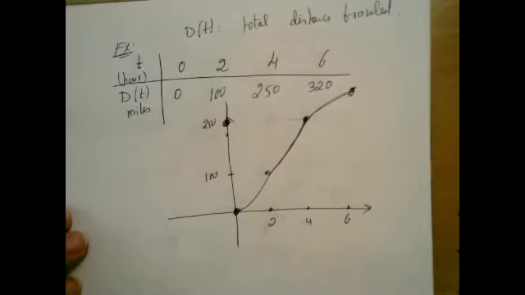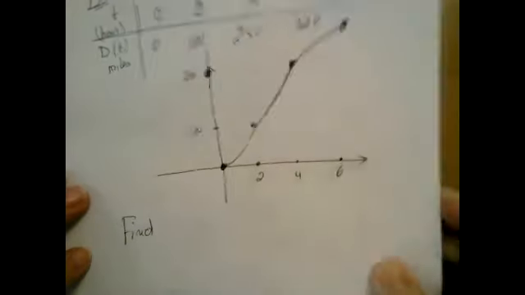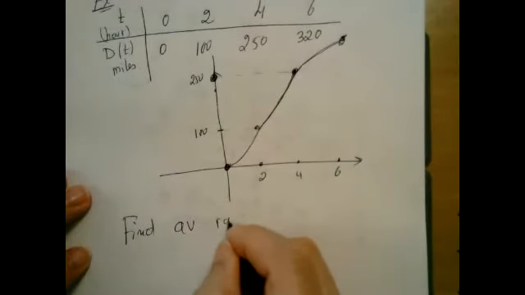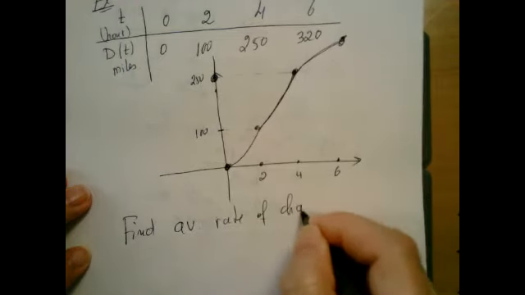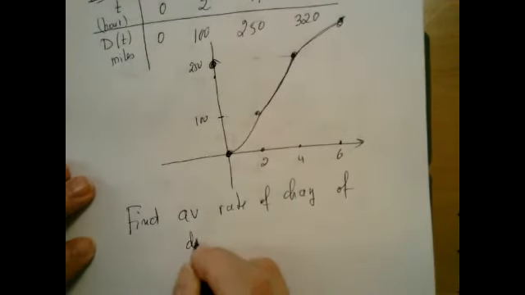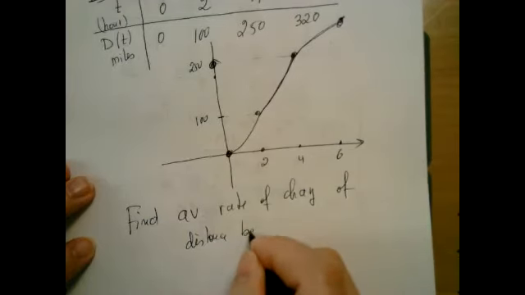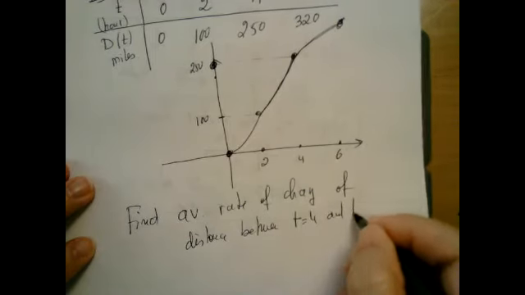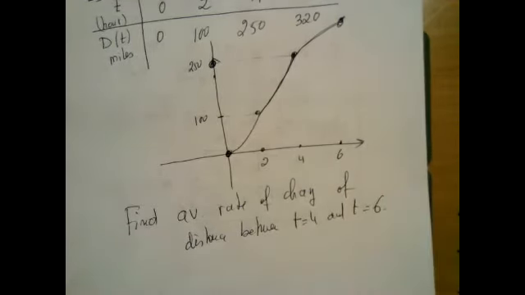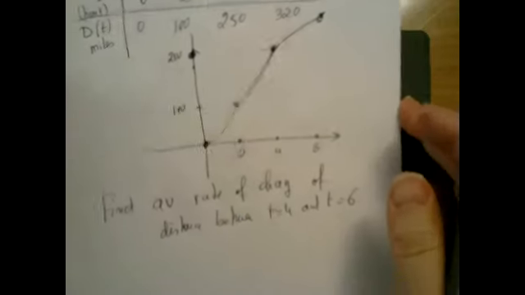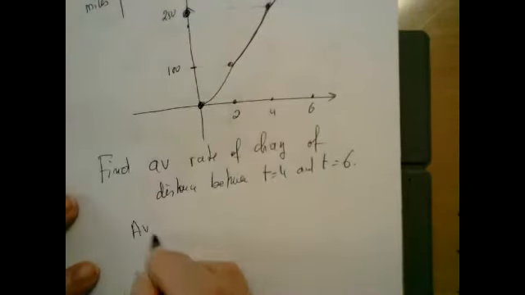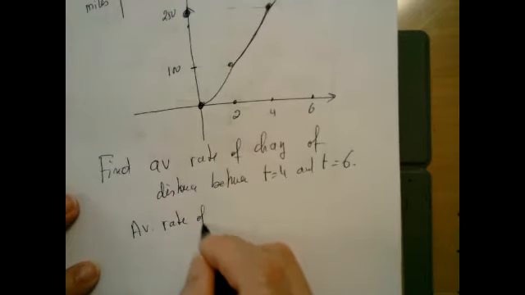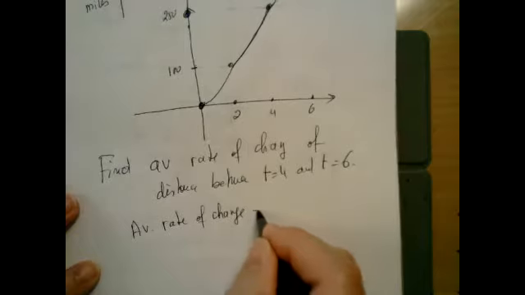So my question is fairly simple. Find and interpret the average rate of change of the distance between, let us say, t equal to 4 and t equal to 6. Okay, so that's computed and then we interpret it. So what's the average rate of change between t equal to 4 and t equal to 6?